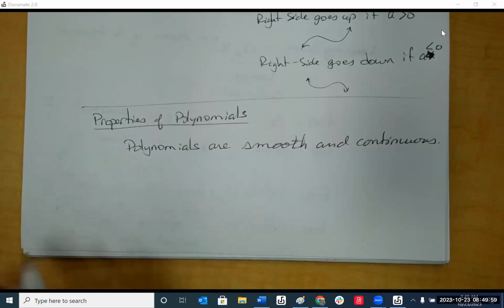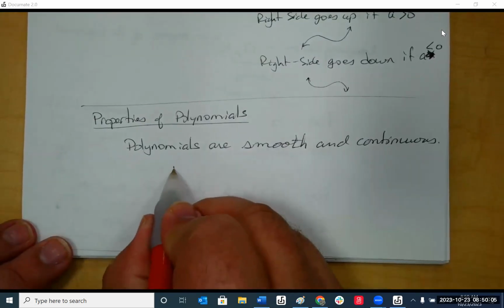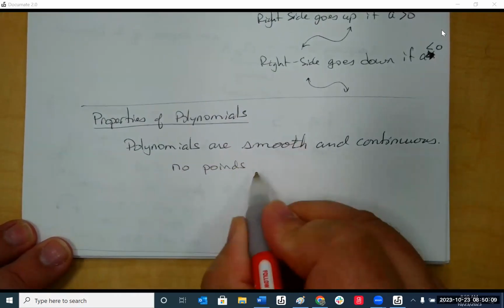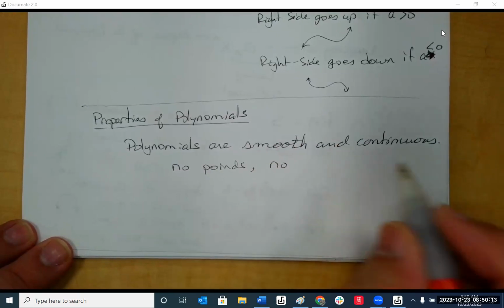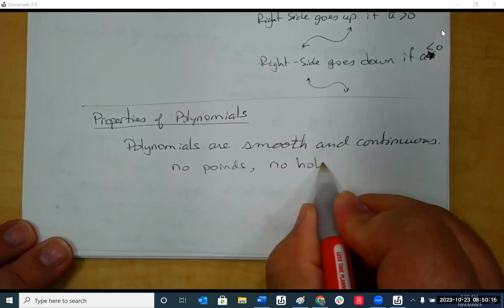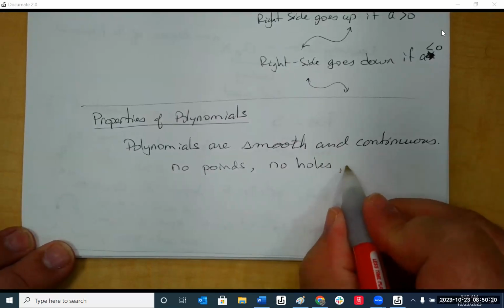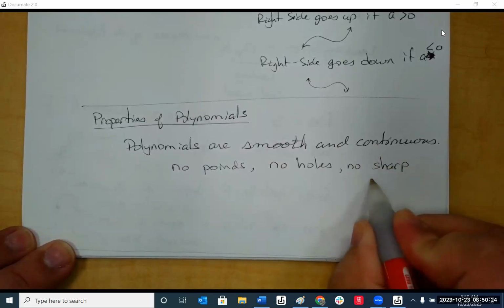It has slope, but no points, no sharp edges. So it's got to be continuous also. There can't be any breaks. So no points, no holes, no sharp corners.